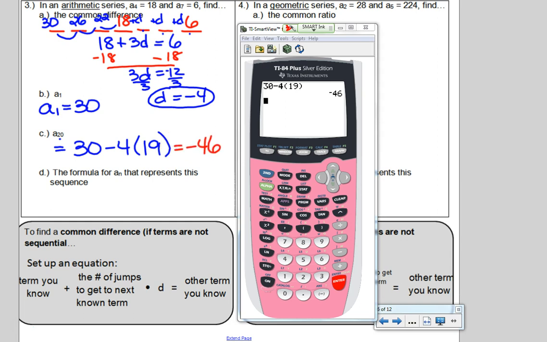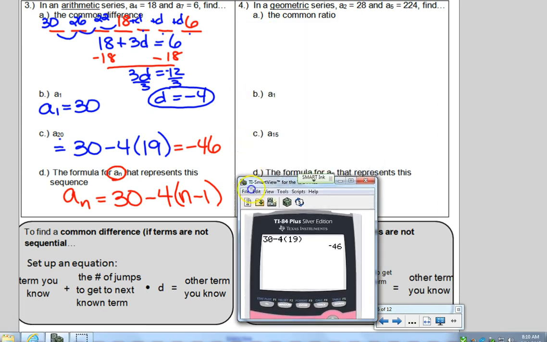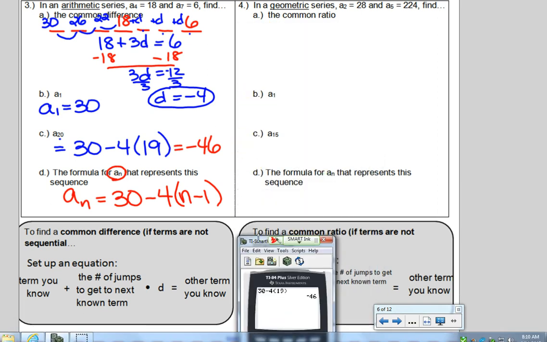All right, our formula then, a sub n is equal to our first guy, 30, minus 4, and the number of 4s I need to multiply is n minus 1 times. So I have a little, in the box, I have a little way to help you remember how to set up the equation if you need that to help you.